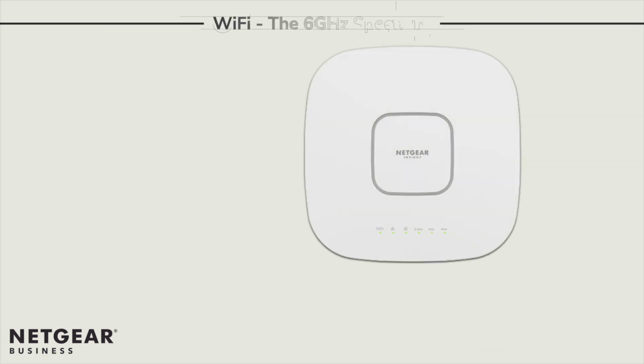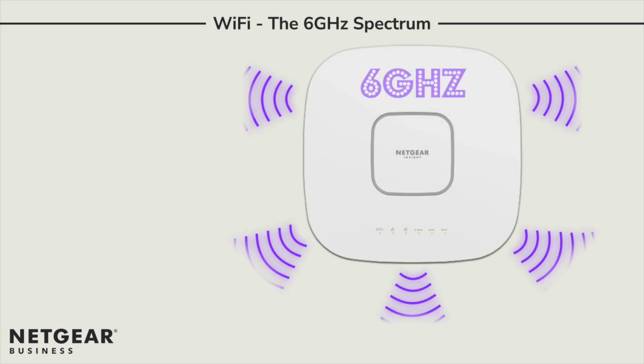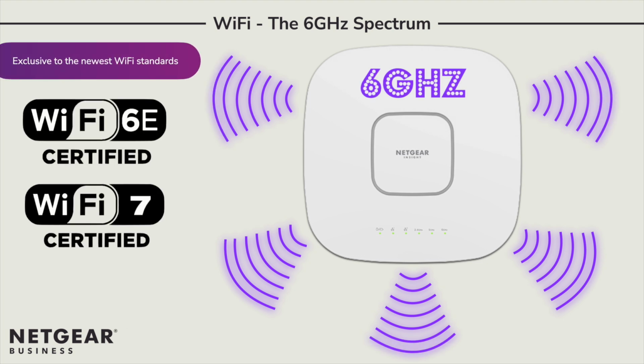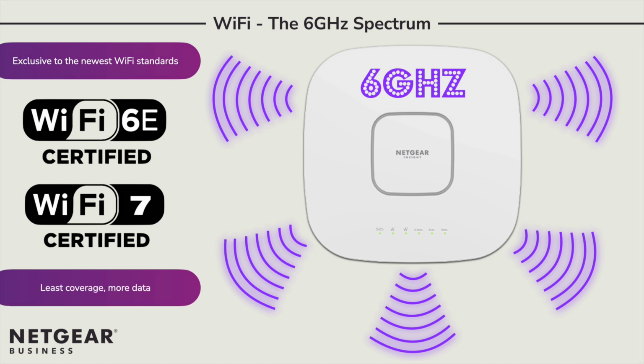The latest addition to the Wi-Fi spectrum used for data is the 6 GHz band. Exclusive to the newest Wi-Fi standards, Wi-Fi 6E and Wi-Fi 7, 6 GHz provides the least coverage but transmits data at the fastest speeds of all three frequencies.